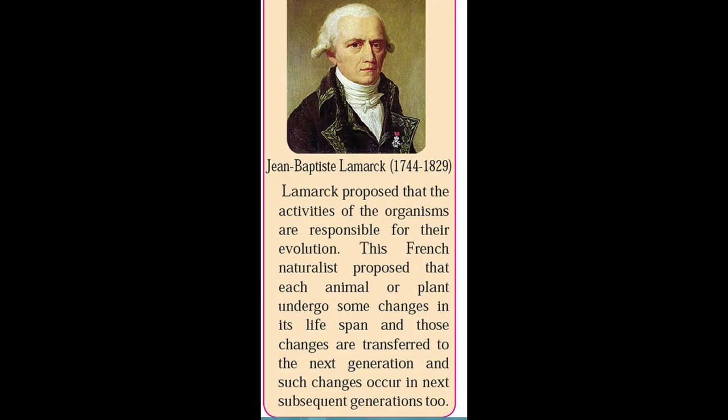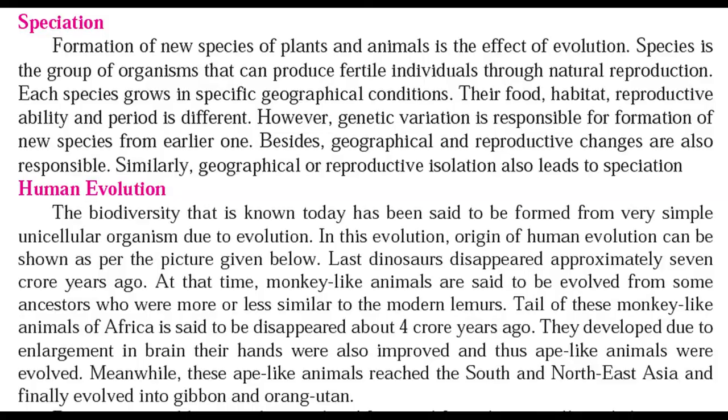A few points about Lamarck. His full name was Jean Baptiste Lamarck, born in 1744, and he died in 1829. He proposed the activities of the organisms are responsible for their evolution. He was French, he was a naturalist, and he also proposed that each animal or plant undergoes some changes in its lifespan, and those changes are transferred to the next generation, and such changes occur in the next subsequent generation too.